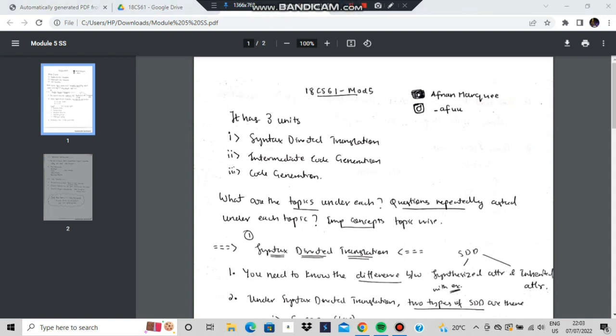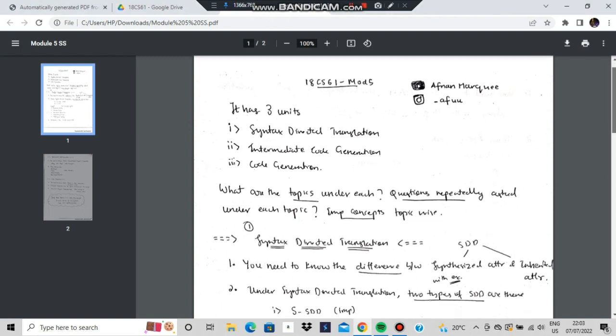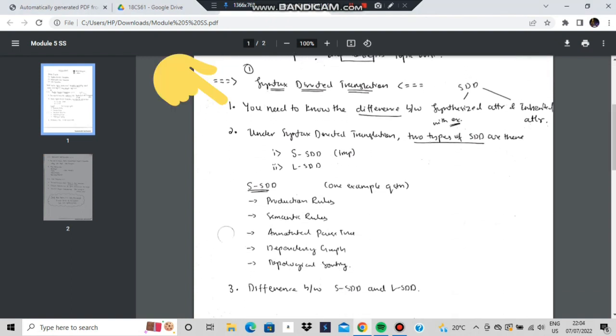So in the first topic, syntax directed translation, you need to know the difference between synthesized and inherited attributes. For whatever concept we consider, we have subparts. In syntax directed translation, or SDD, syntax directed definition, we have two parts, which are synthesized and inherited. Remember, synthesized is S-attributed and inherited is L-attributed.